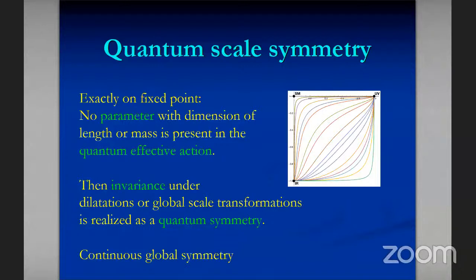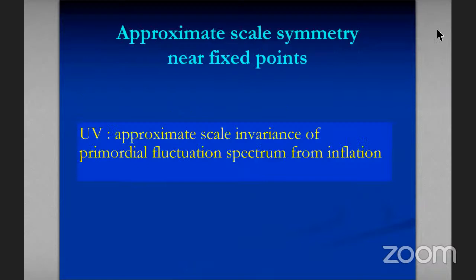Next slide. These fixed points really dictate the behavior. The ultraviolet fixed point, that is the behavior, and the evolution away from it, that's inflation. Since at the fixed point we have exact scale symmetry, near the fixed point we have approximate scale symmetry, and that explains precisely the approximate scale symmetry of the primordial fluctuations.